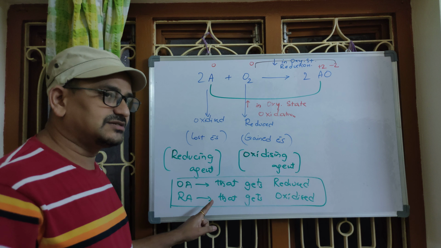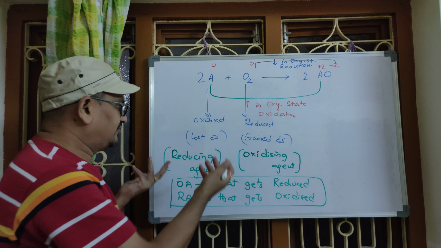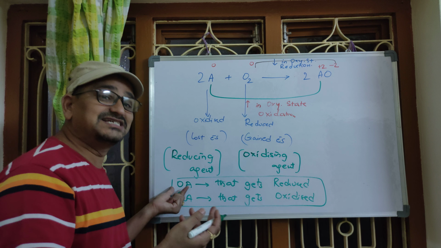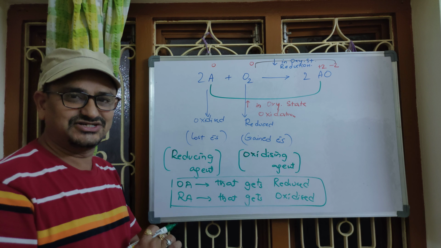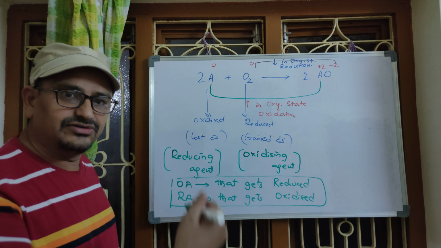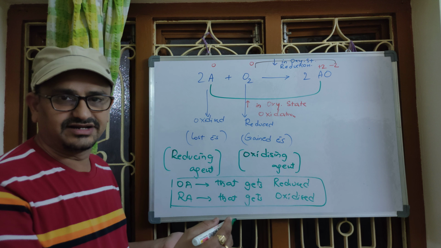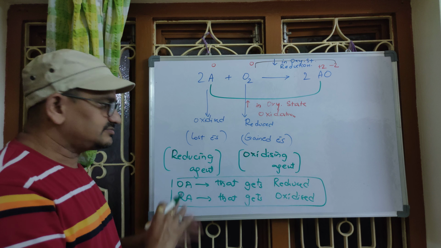Because without this concept, we cannot find the equivalent mass of the oxidizing agent and reducing agent. If you don't know this concept, you cannot predict which is the oxidizing agent and which is the reducing agent. Understood? So learn this step properly. Repeat the video again and again. Learn it, and if you have doubts, you can raise any questions.